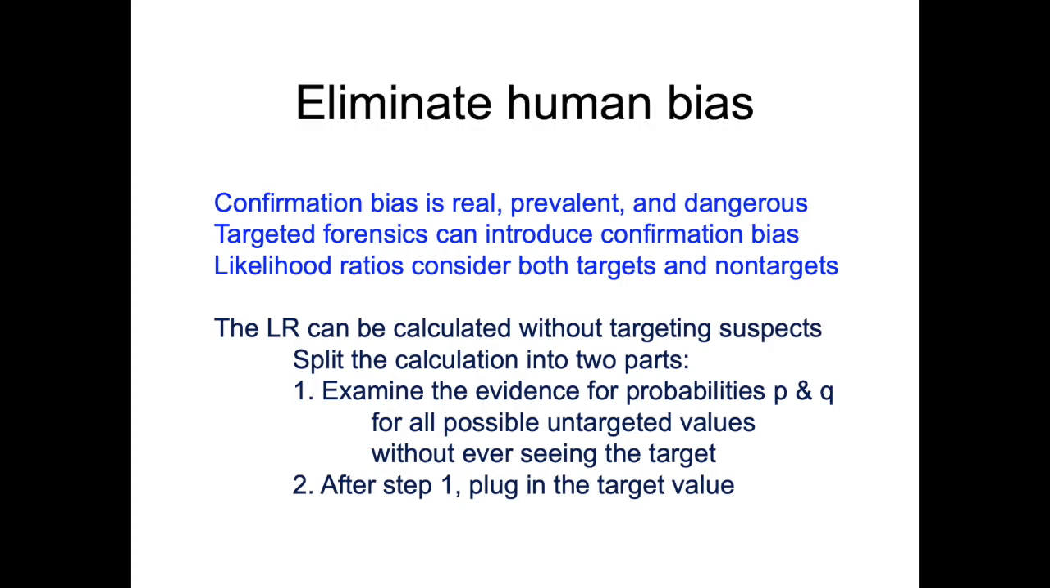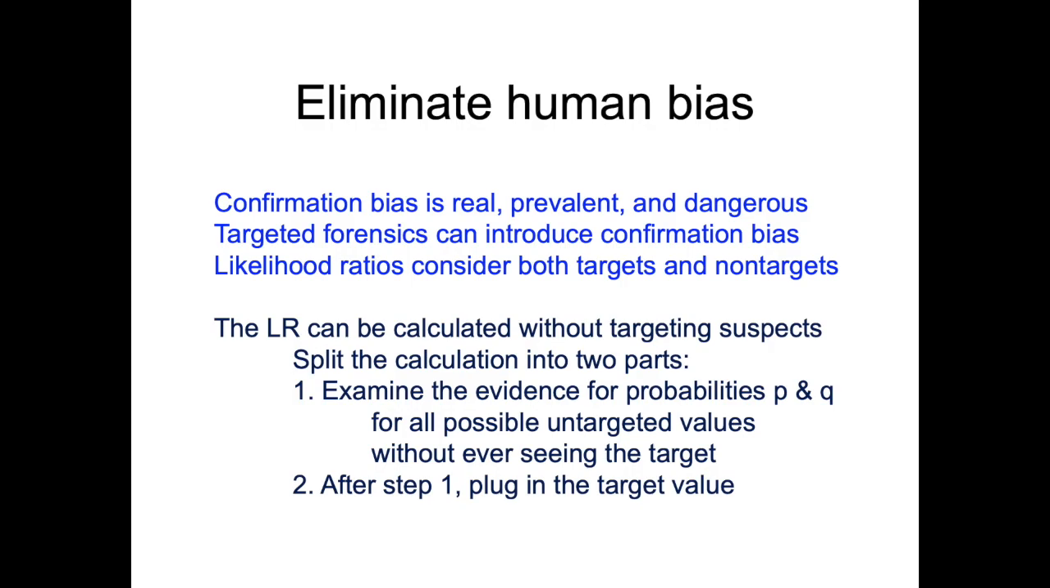I also showed how the likelihood ratio can be calculated without targeting suspects. This is done by splitting the calculation into two parts. In the first step, what's needed is to examine the evidence for the probability distributions P and Q, the prior and the posterior probabilities, and get those probability functions for all possible untargeted values. Every possible genotype, for example, in the case of DNA, without ever seeing, looking at, or knowing what the target is.